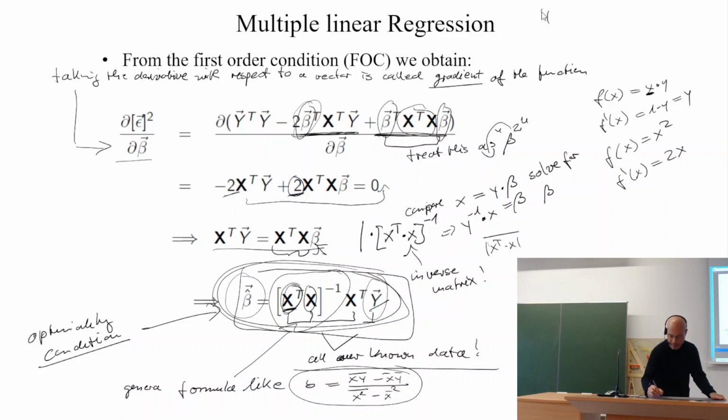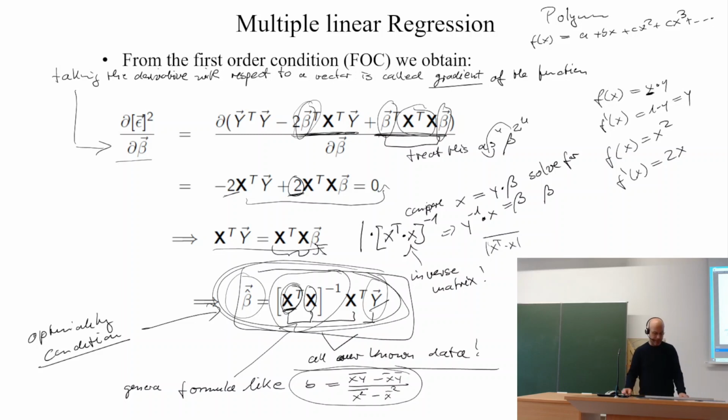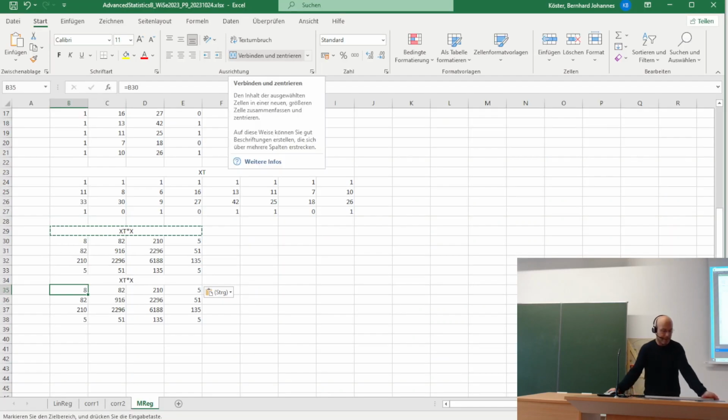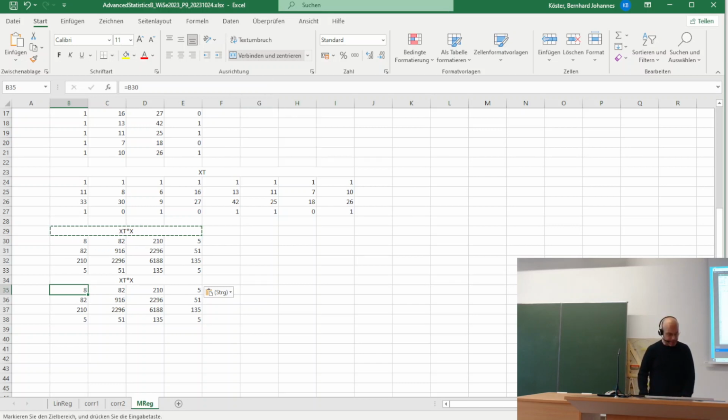So what was a polynomial? This was just f of x equals a plus bx plus cx squared plus dx to the power of 3 and so on. But what is possible for almost all software packages is that they can calculate the inverse approximately. And this you can do here also.